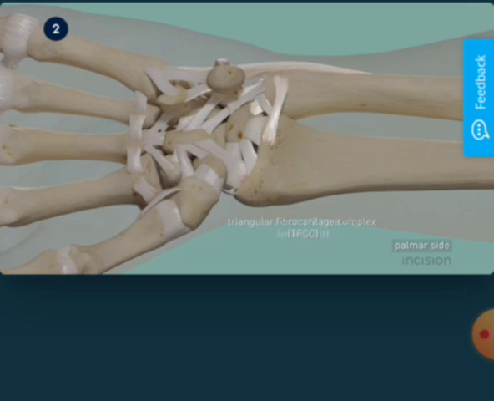The radiocarpal joint, known generically as the wrist joint, is formed by the articular surface of the distal radius and the proximal carpal row. The wrist joint allows movement in 2 axes, flexion, extension, and radial and ulnar deviation. Radio-ulnar articulation is responsible for movements of pronation and supination.